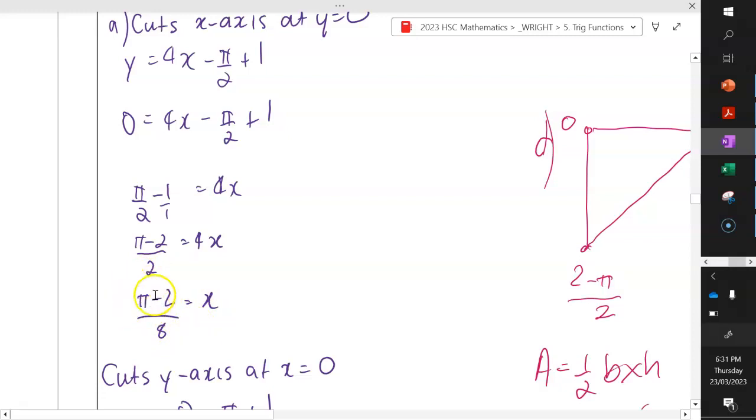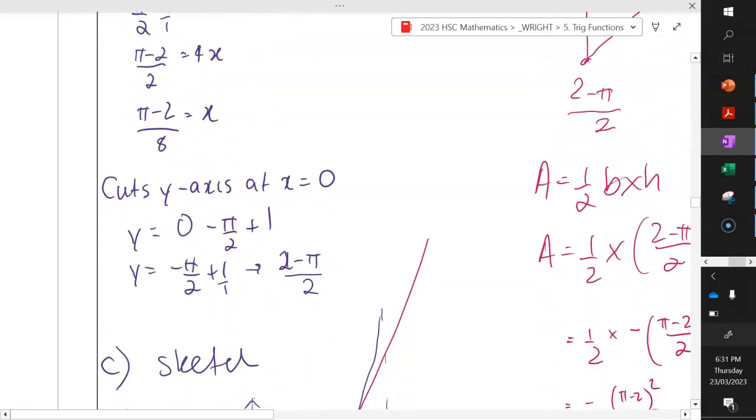Now remembering, pi is actually a value. Pi is 3.14, so we could work out approximately what that is, but I'm going to leave it in that exact format. We wanted to find where it cuts the y-axis. It cuts the y-axis when x is 0. So likewise, I've popped in a 0 there. I had minus pi over 2 plus 1. And I've neatened that up by putting both of my fractions over the same denominator, and I've got 2 minus pi over 2.